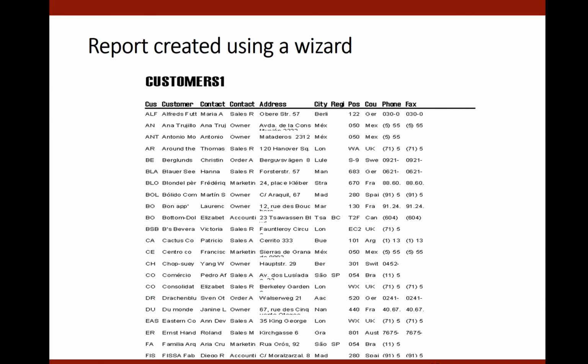So this is another bad design of a report. It is all listed in one page. And as you can see, some of this data is missing. For example, the address is half cut, and also the titles are not spelled out and they are not clear. So this is an example of a bad design for a report.